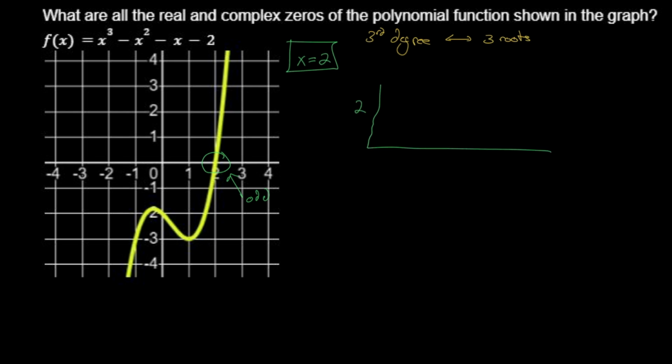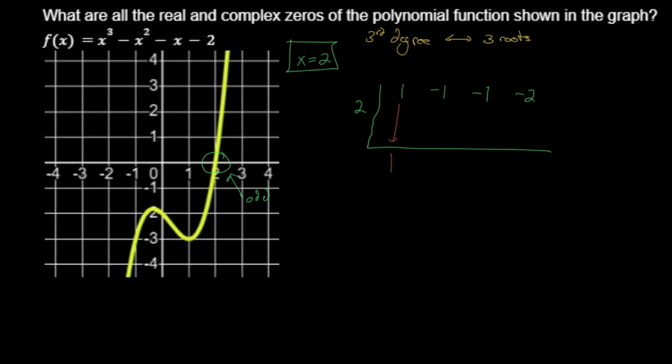Remember, when you're doing synthetic division, you use the root. Long division, you use the factor. So right now we have coefficients of 1x to the third, negative 1x squared, negative 1x, and negative 2. We'll drop our first number down, and we're ready to go.